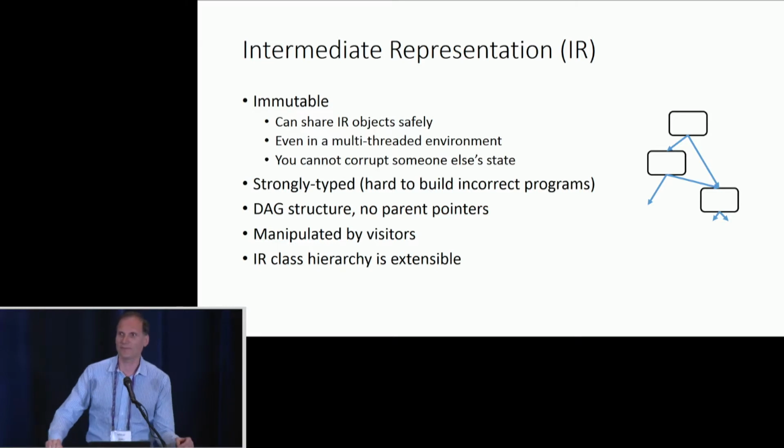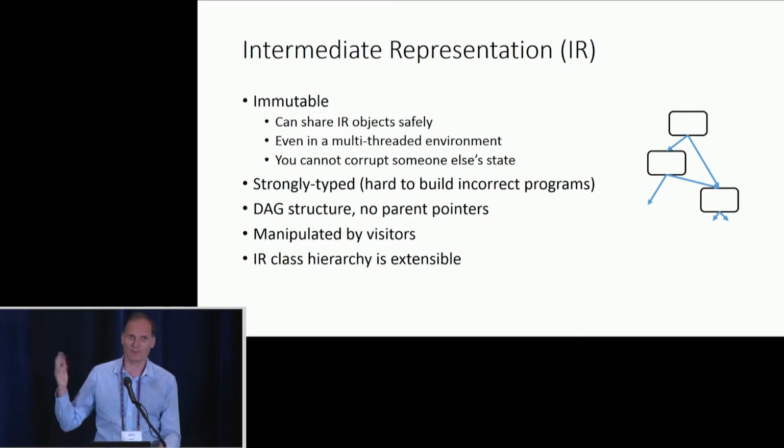So the IR is essentially a data structure which represents your program. And it's designed to be immutable. Once you build an IR object, you cannot change it anymore, which makes it easy to share. So each pass can produce an IR object, and you're pretty sure that if you have a handle to an IR object, nobody can trample over it. This is enforced by the C++ type system.